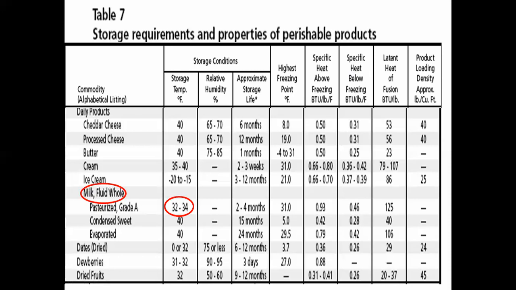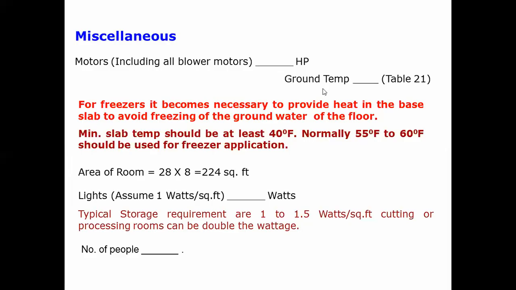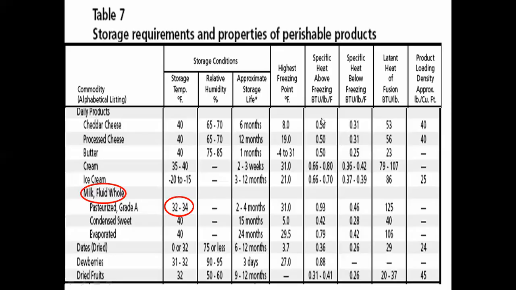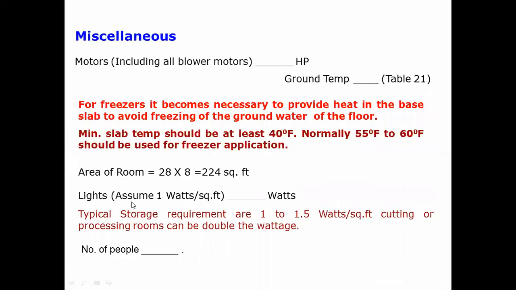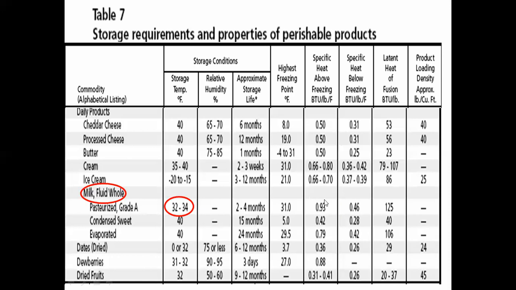So what we have to give? Specific heat above freezing. It should be above freezing. We are just cooling only. We are not freezing it. But the thing that is taking place is specific heat. Okay. So what is the value? What is the value for specific heat? It's not given. It is 0.93, correct?